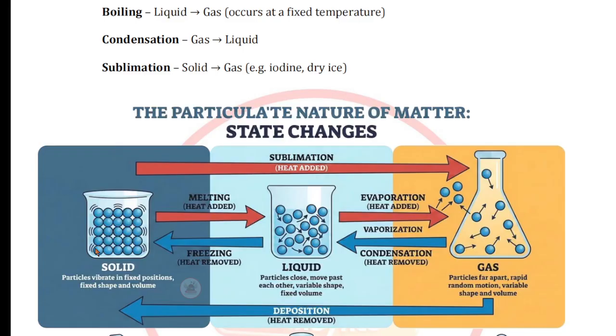When you add heat to a certain substance and it turns directly into a gas, it is called sublimation. The same process can be reversed: when you remove heat from a gas, it can turn into a solid. You understand, right? So this process is reversible.